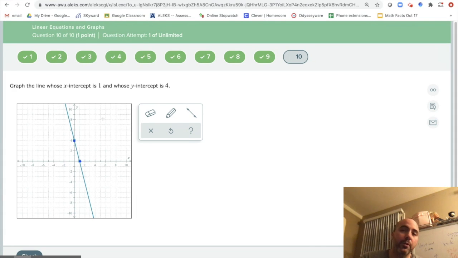So if you have the slope-intercept form, the y-intercept is 1 point. Use the slope to find another point, and you've got your line. Here we have 2 intercepts. We've got a y-intercept and an x-intercept. That's 2 points. That's all we need for a line.